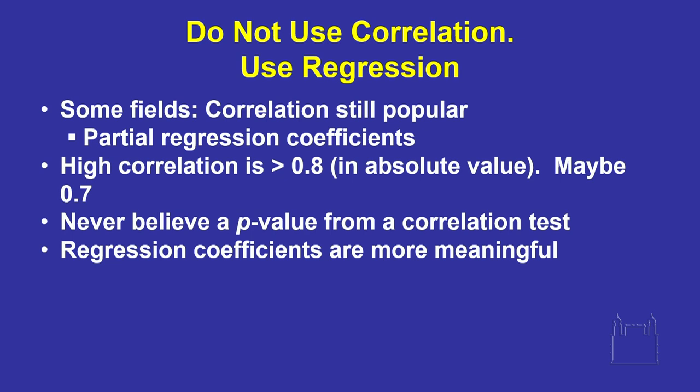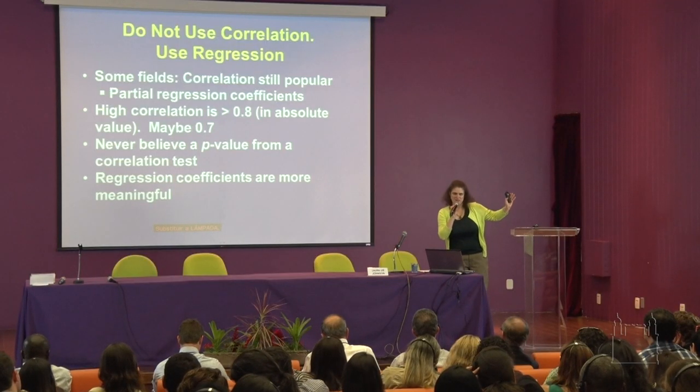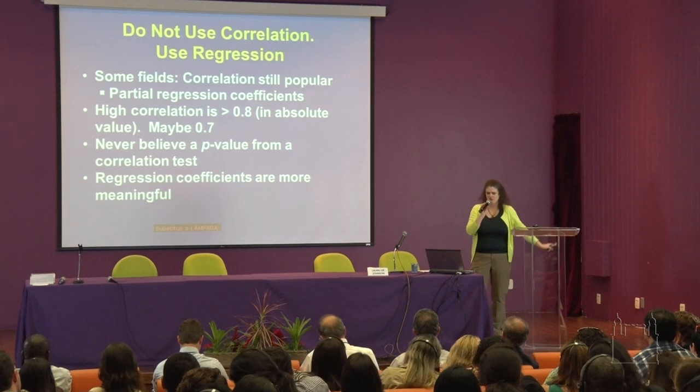Again, I confess, there are papers in nutrition journals with my name on them that have partial regression and partial correlation coefficients. This is because in nutrition, you are required to use correlation if you want to publish, and the poor fellow needed to publish. He did try to get it submitted the way I wanted, so I thank him for that.